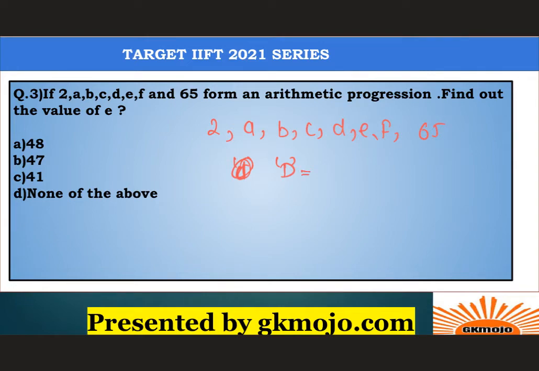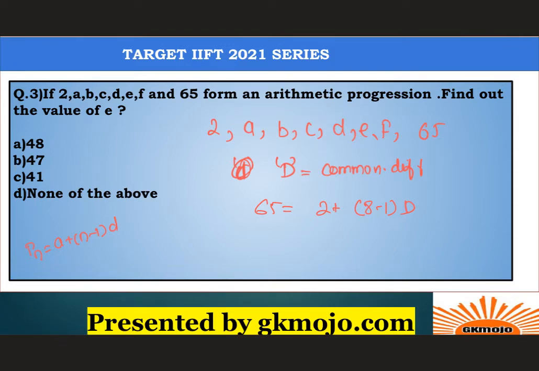So this is the common difference, right? So the last term 65 will be equal to the first term 2, a plus n minus 1, that is 8 minus 1, into d, right? Because the formula for any term tn is equal to a plus n minus 1 into d, right? So we have just placed the values over here.